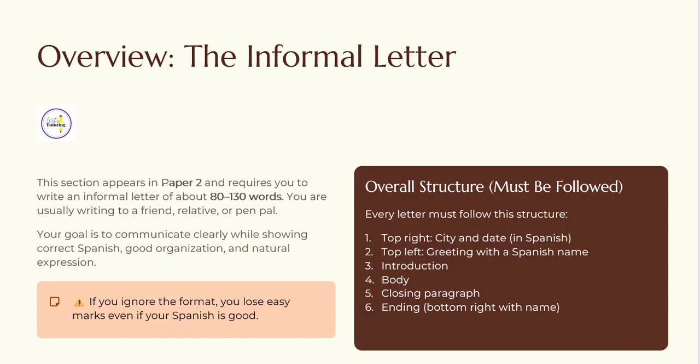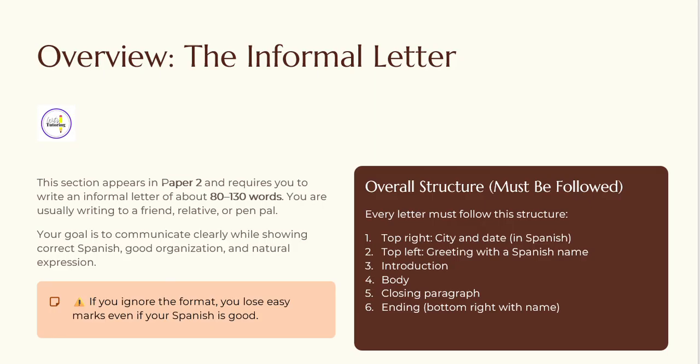So this section appears in Paper 2. It requires you to write an informal letter of about 80 to 130 words, and you are usually writing to a friend, a relative, or a pen pal. Now, your goal is to communicate clearly while showing correct Spanish. You must also have good organization and natural expression.